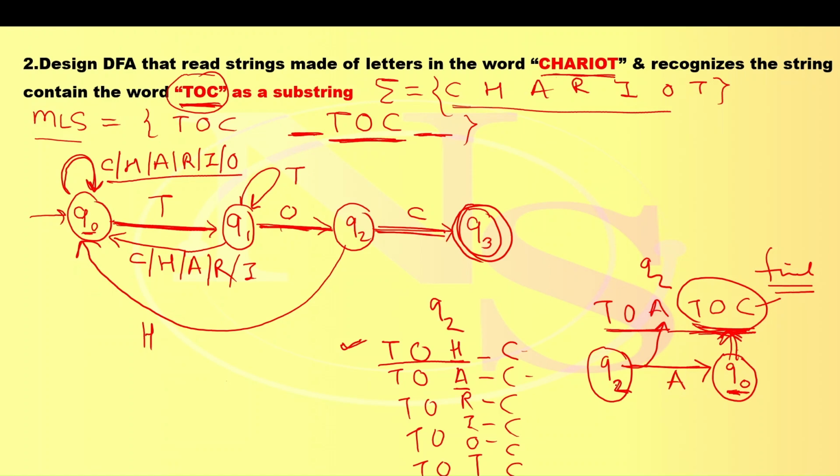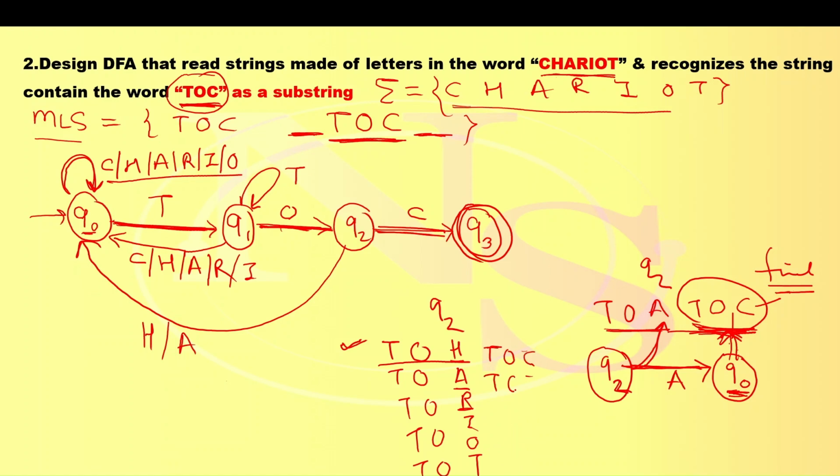It means what? Transition for A from Q2 will go to some other state. From that state there is a path for TOC which will go to final. It's Q0 only. So here after H there is possibility of A. Similarly, if you study it, same case for R also. Because after all these symbols, I don't know what's the next symbol, but TOC may come.